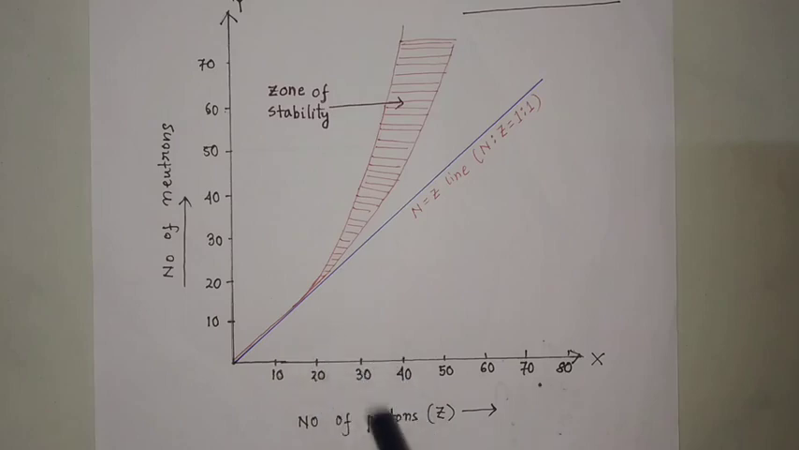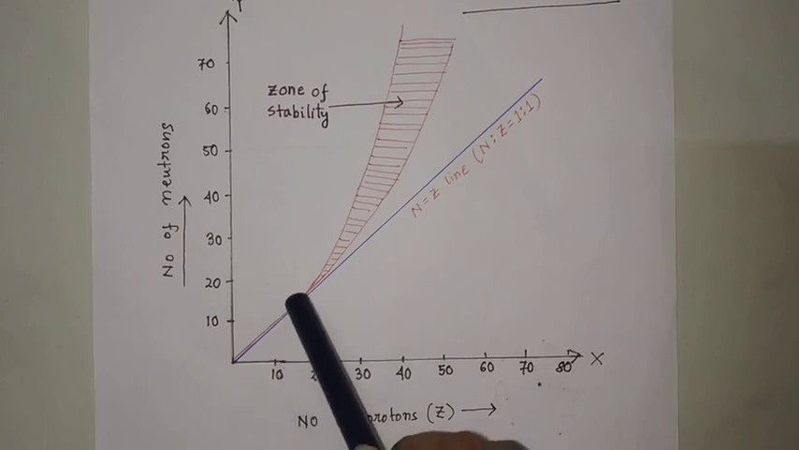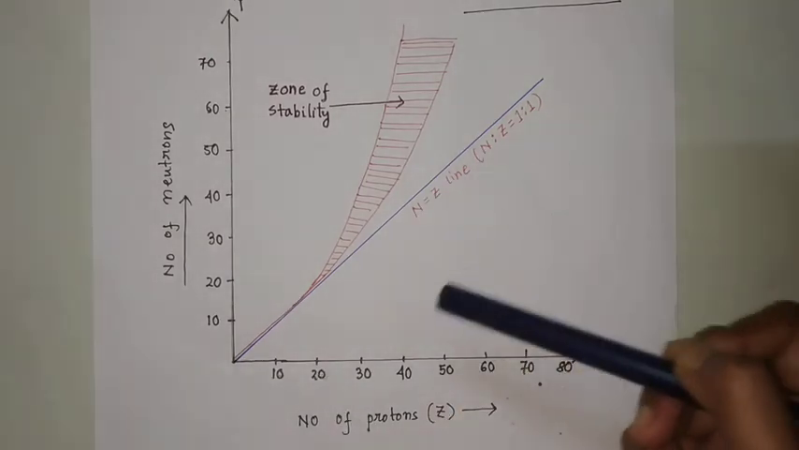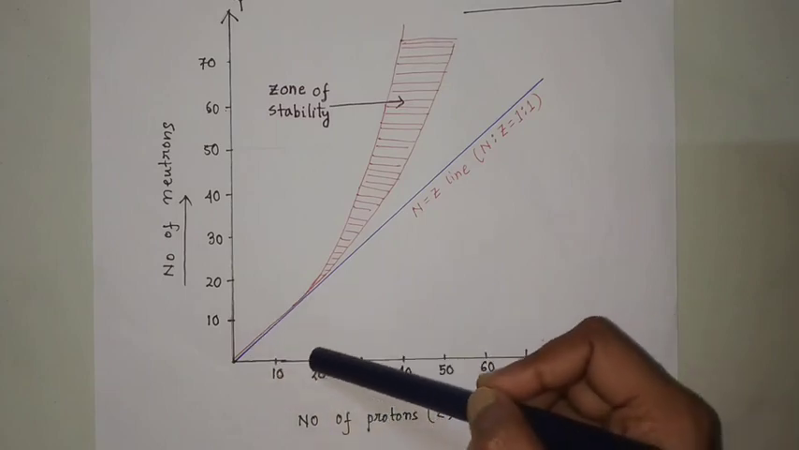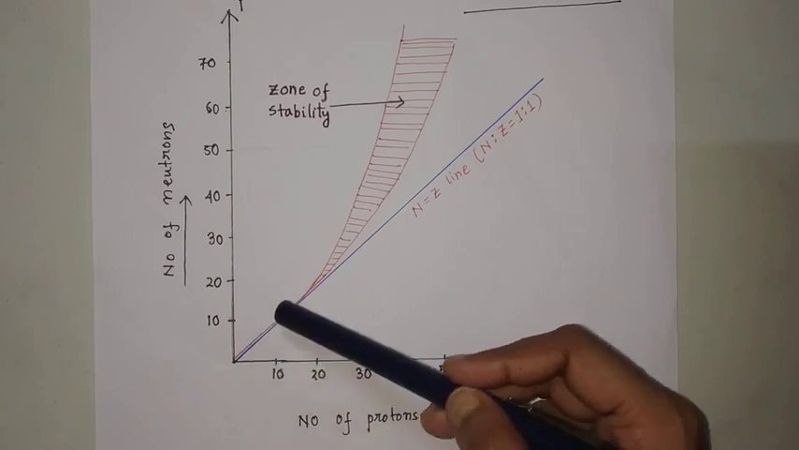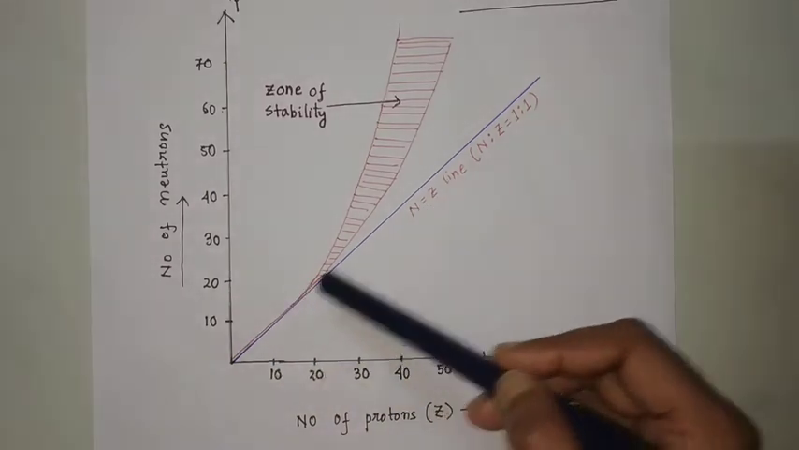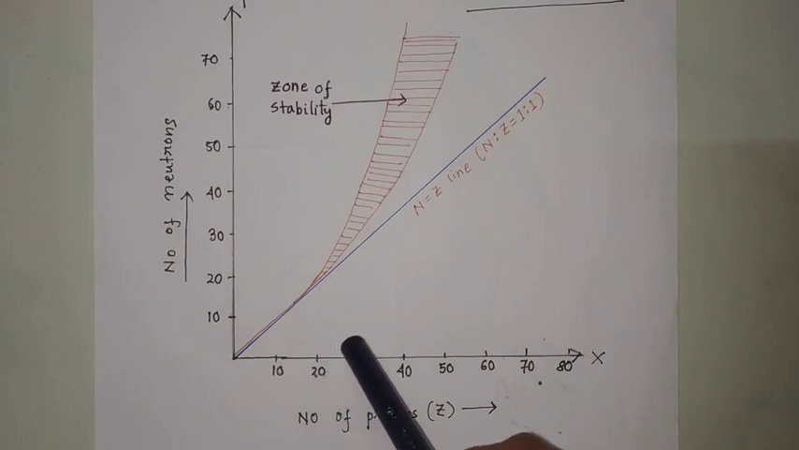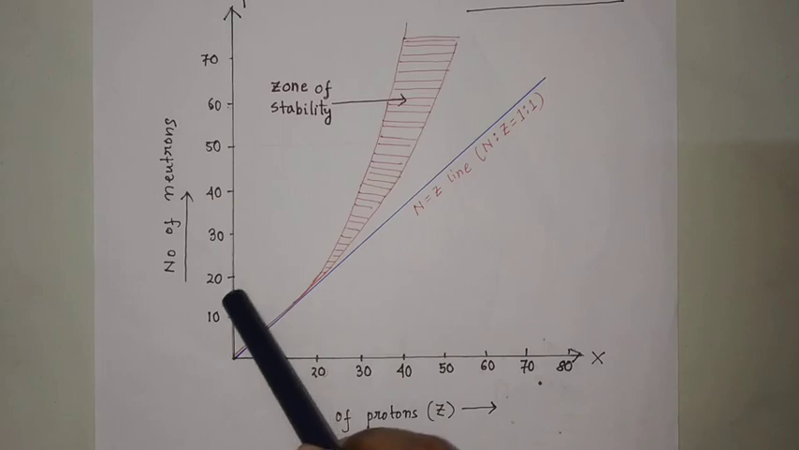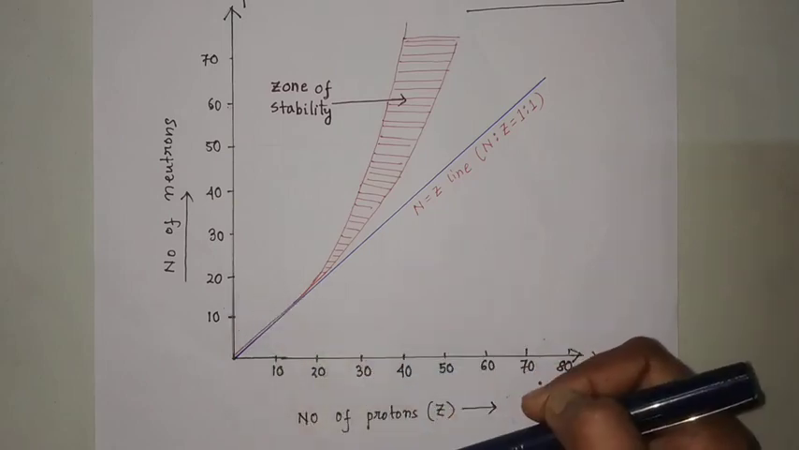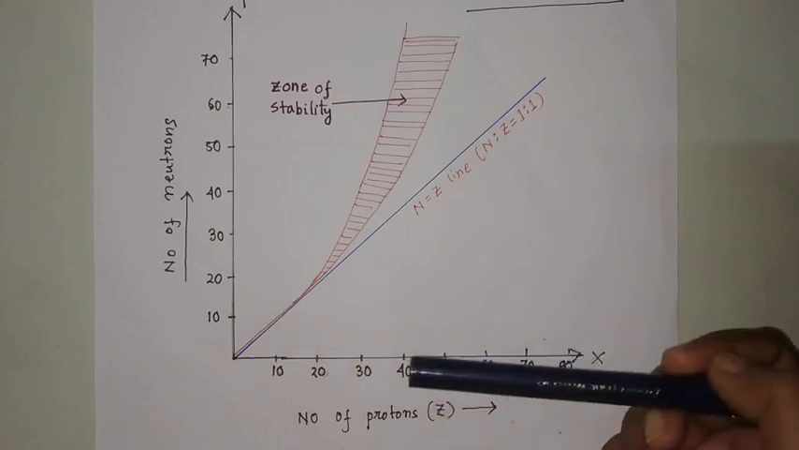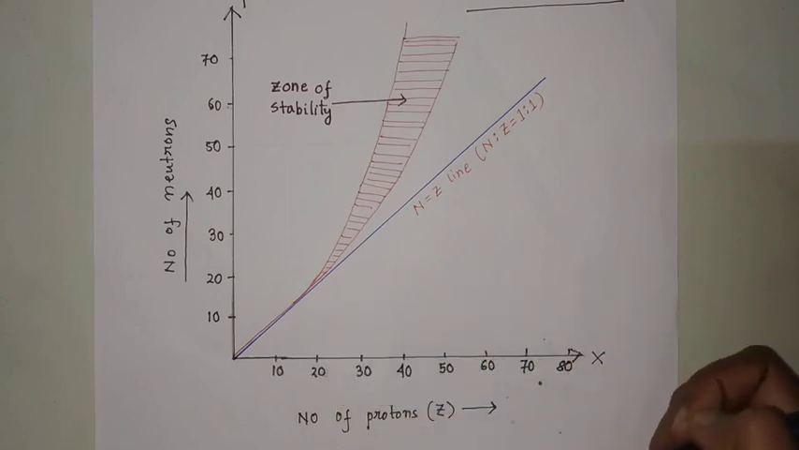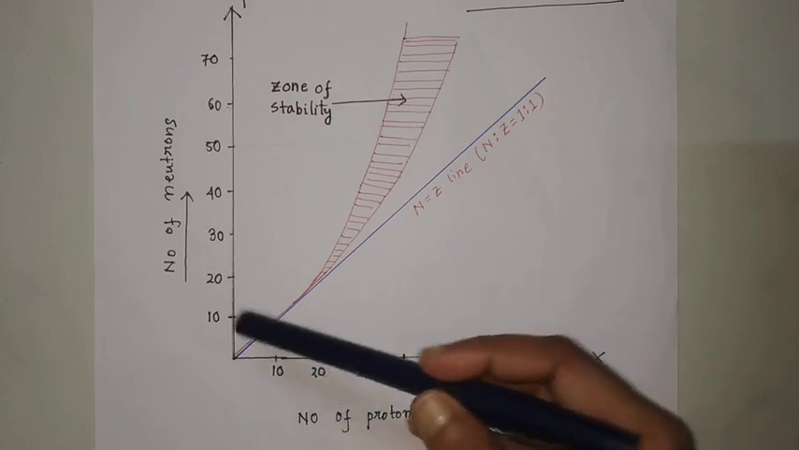For proton number less than or equal to 20, all the stable isotopes lie along this red line, which is along the N equals Z line. So for Z less than or equal to 20, the stability line is the N equals Z straight line. It implies that only the lighter nuclei, with atomic number 20 or less, are stable if they have an equal number of neutrons and protons. If you pick any nucleus here, you will find that it has equal numbers of neutrons and protons.